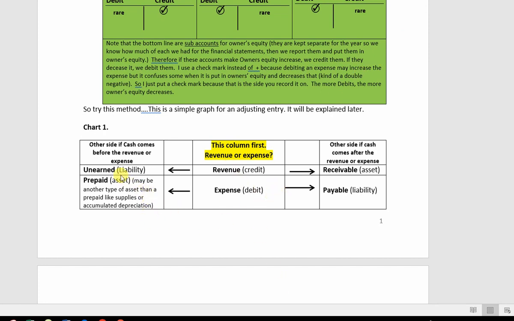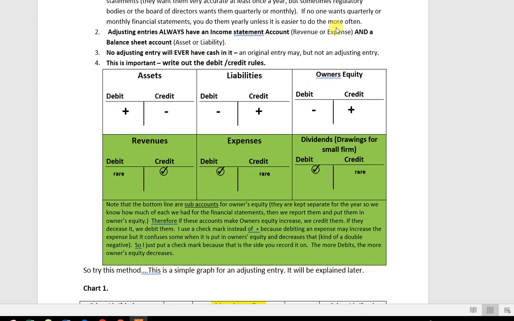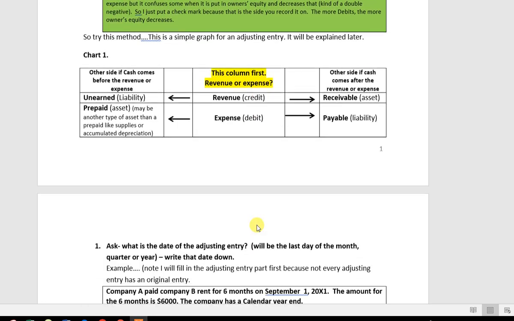For the most part, that is pretty much always the same, unearned or receivable. And prepaids, you might have some difference in the terminology, but they are still an asset. So notice the revenue will always be credited, but the debit will either be a liability or an asset. An expense will always be debited, but the credit will either be an asset or a liability, depending on whether I've already paid it or haven't yet paid it. So back to this statement up here, every single adjusting entry will always have an income statement account and a balance sheet account in it, and this proves it.